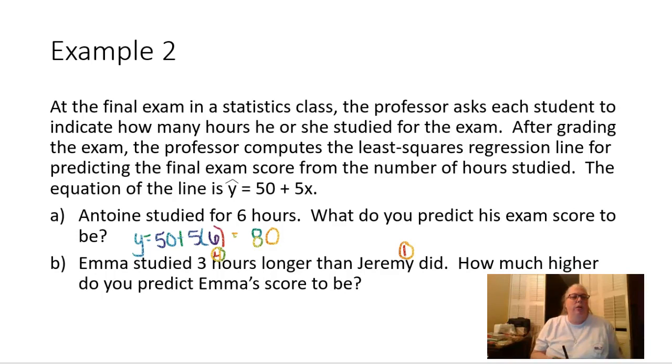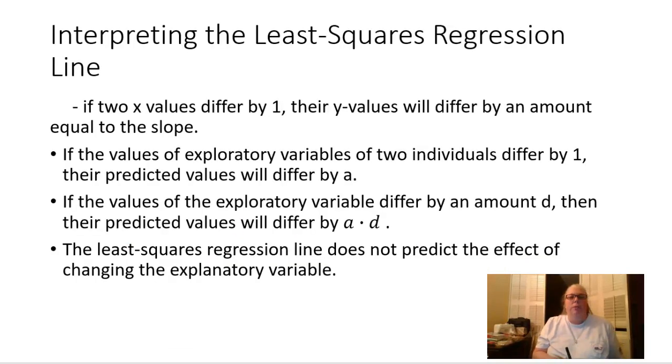Or there is a shortcut for figuring it out, and right here, if the values of the explanatory variable differ by an amount d, their predicted values will differ by a times d.